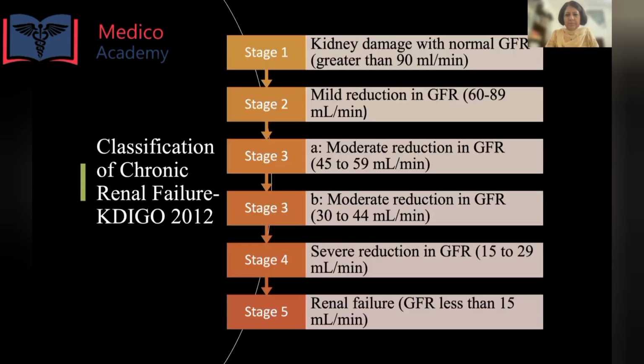renal transplantation. Now, this is the classification of chronic renal failure as suggested by KDIGO in 2012. KDIGO is the Kidney Disease Improving Global Outcomes group. So stage 1 is kidney damage with normal GFR, and stage 5 is what we call end-stage renal disease, where the GFR falls to less than 15 ml per minute.